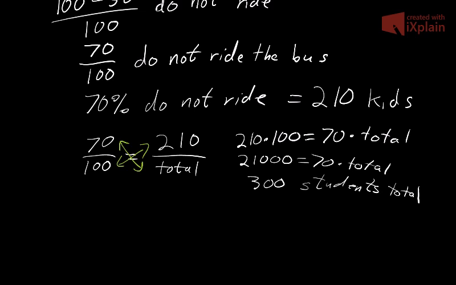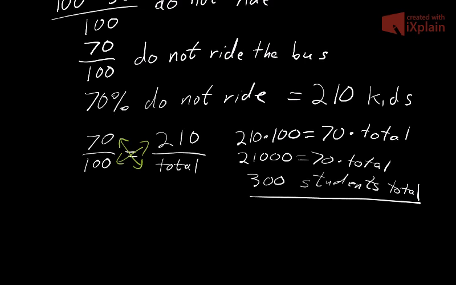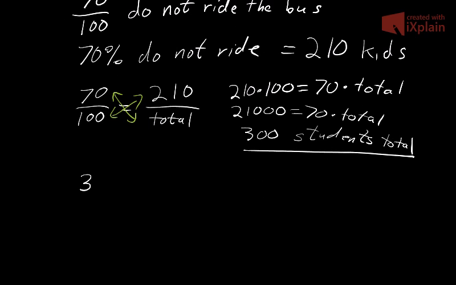And that was a lot of work, and we're still not done. Don't worry, we'll get to a little bit easier way of doing this in a second. I just want to make sure that I can go through this the long conceptual way so you can see it. So now that we know we have 300 total students, we can say, well, 30% of the total ride the bus.